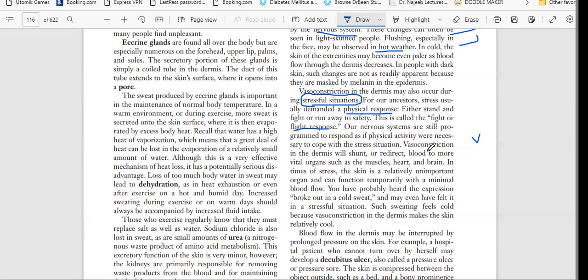Vasoconstriction in the dermis will shunt or redirect blood to more vital organs such as muscle, heart, brain. In times of stress, the skin is a relatively unimportant organ and can function temporarily with a minimum blood flow. So why is this happening? Because most of the vital organs in a stressful condition need more blood. Why? Because they are functioning.